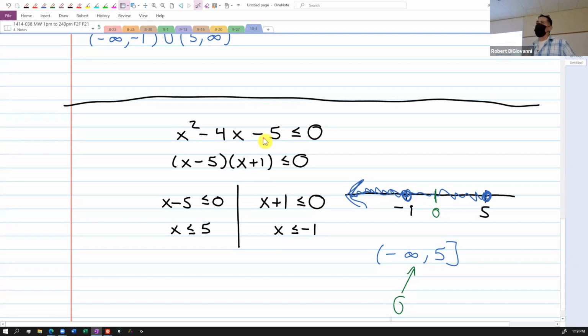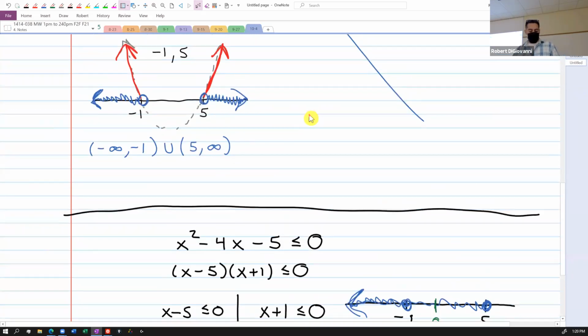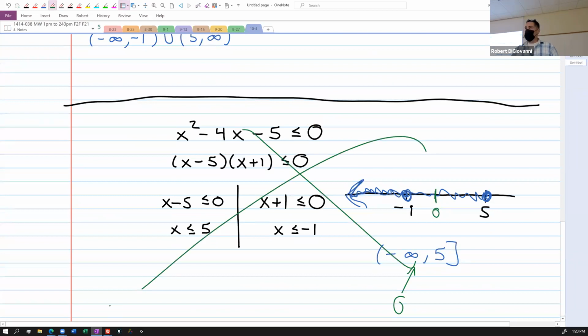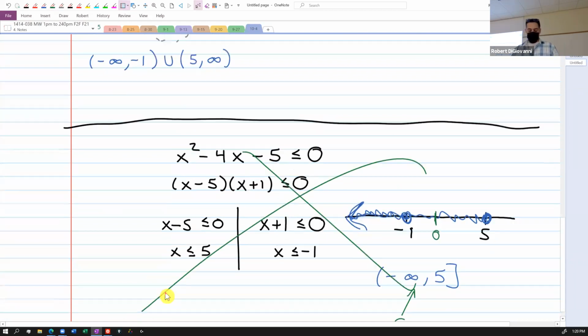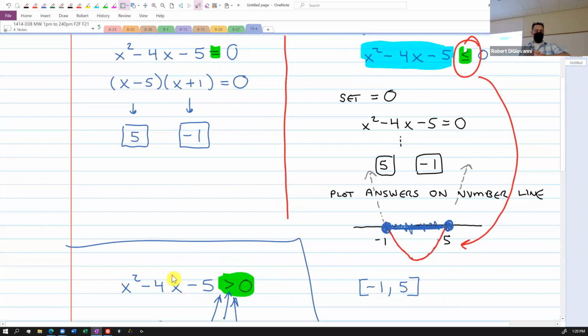Sorry, negative 5 is less than or equal to 0. What wouldn't work? Negative 2 wouldn't work, right? Try negative 2 in here. It won't work. Negative 2 squared is 4. Negative 4 times negative 2, that's 8. So you're going to wind up getting 4 plus 8, that's 12. Take away 5, that's not a negative number. So something is wrong. And what's wrong is basically I'm not doing it correctly, all right? That's not the way we solve quadratic inequalities. So that's pretty much the method. Understood?